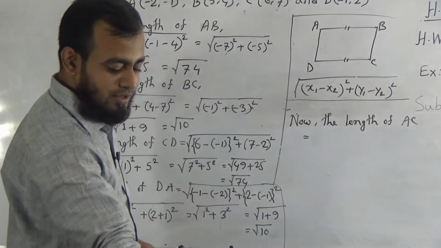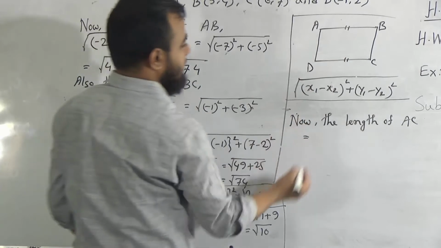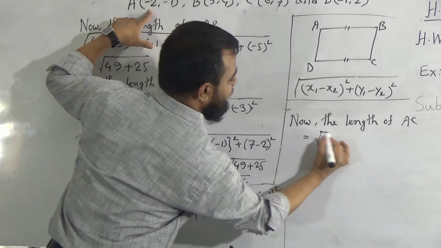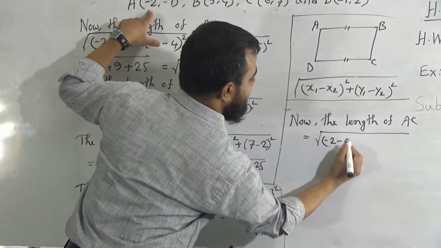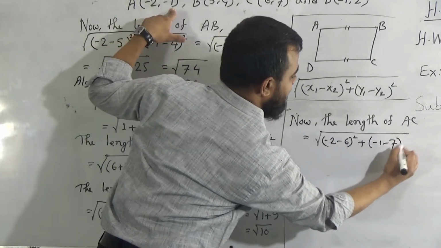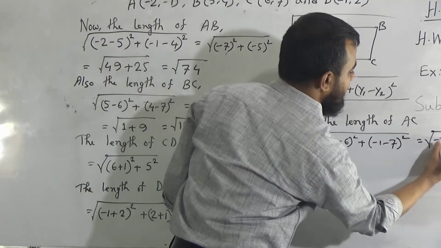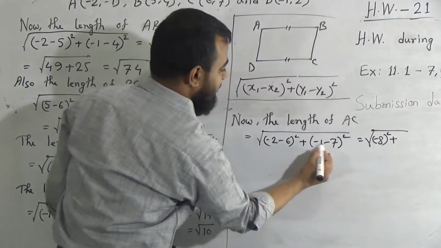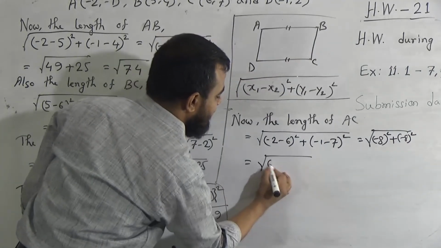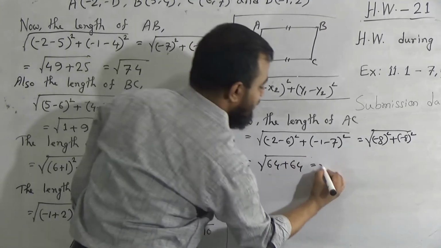Dear students, look, it's so easy. Length of AC, my dear students, A and C. So minus 2 minus 6. It is square root of minus 2 minus 6 whole square plus minus 1 minus 7 whole square. That's equal to how much? It's minus 8 square plus minus 8 square. Minus 8 square means 64. Again, minus 8 means 64. So 64 and 64 makes 128.